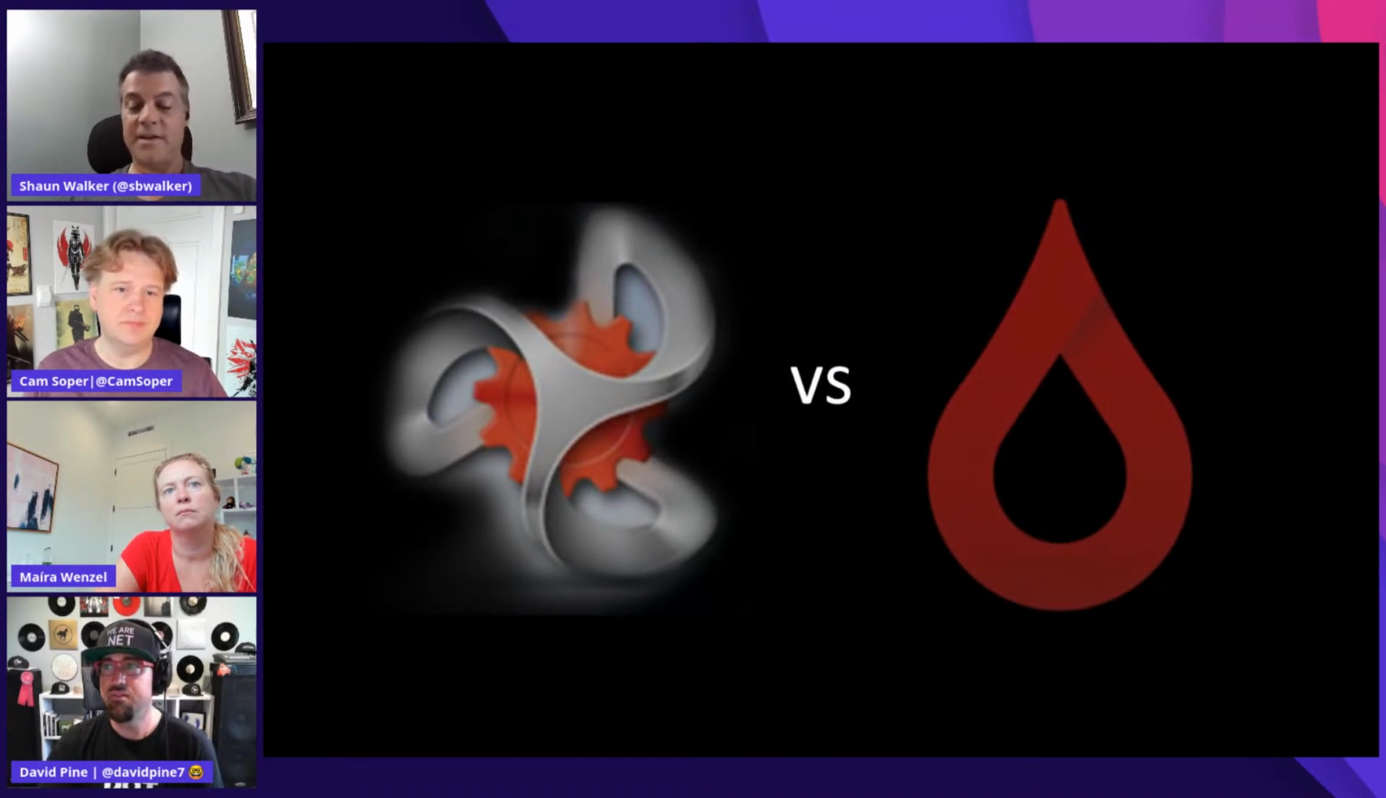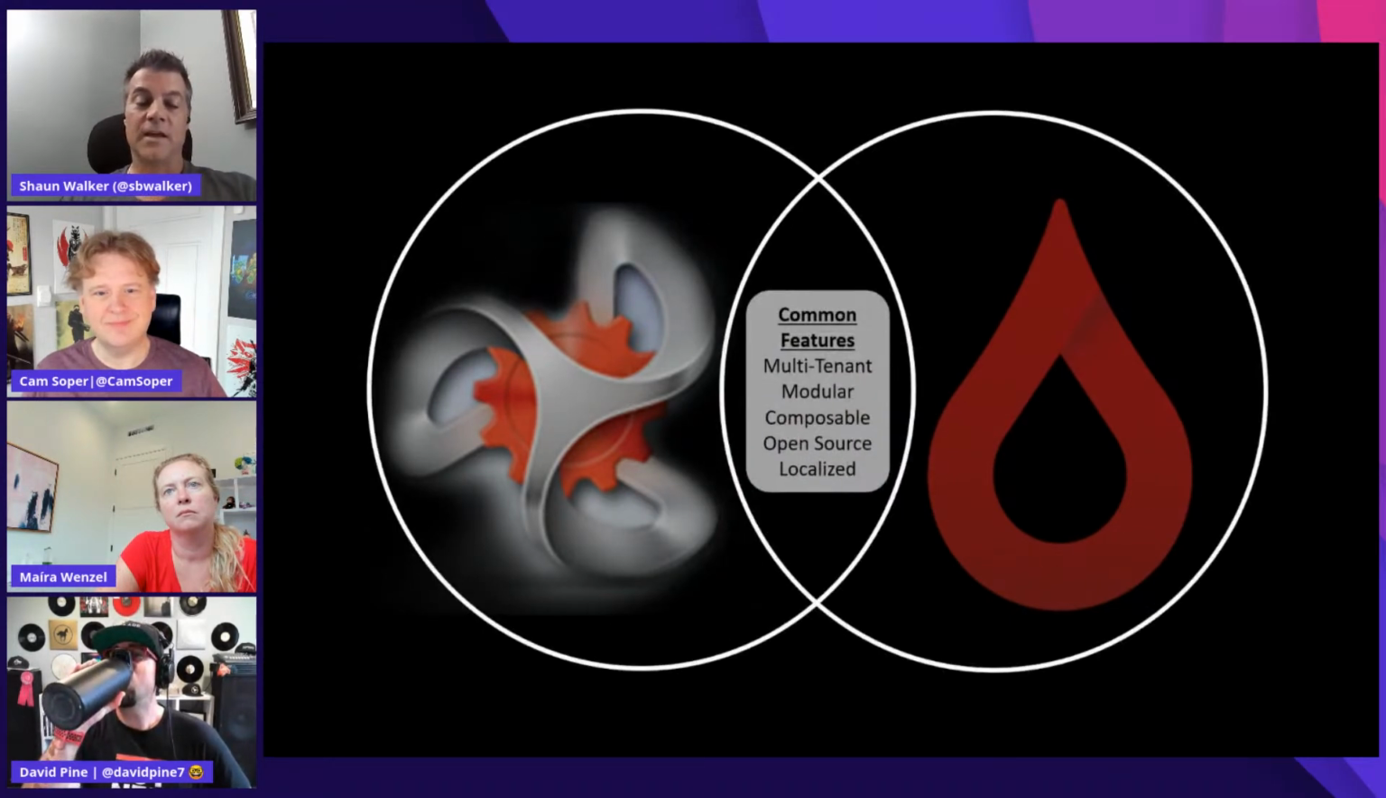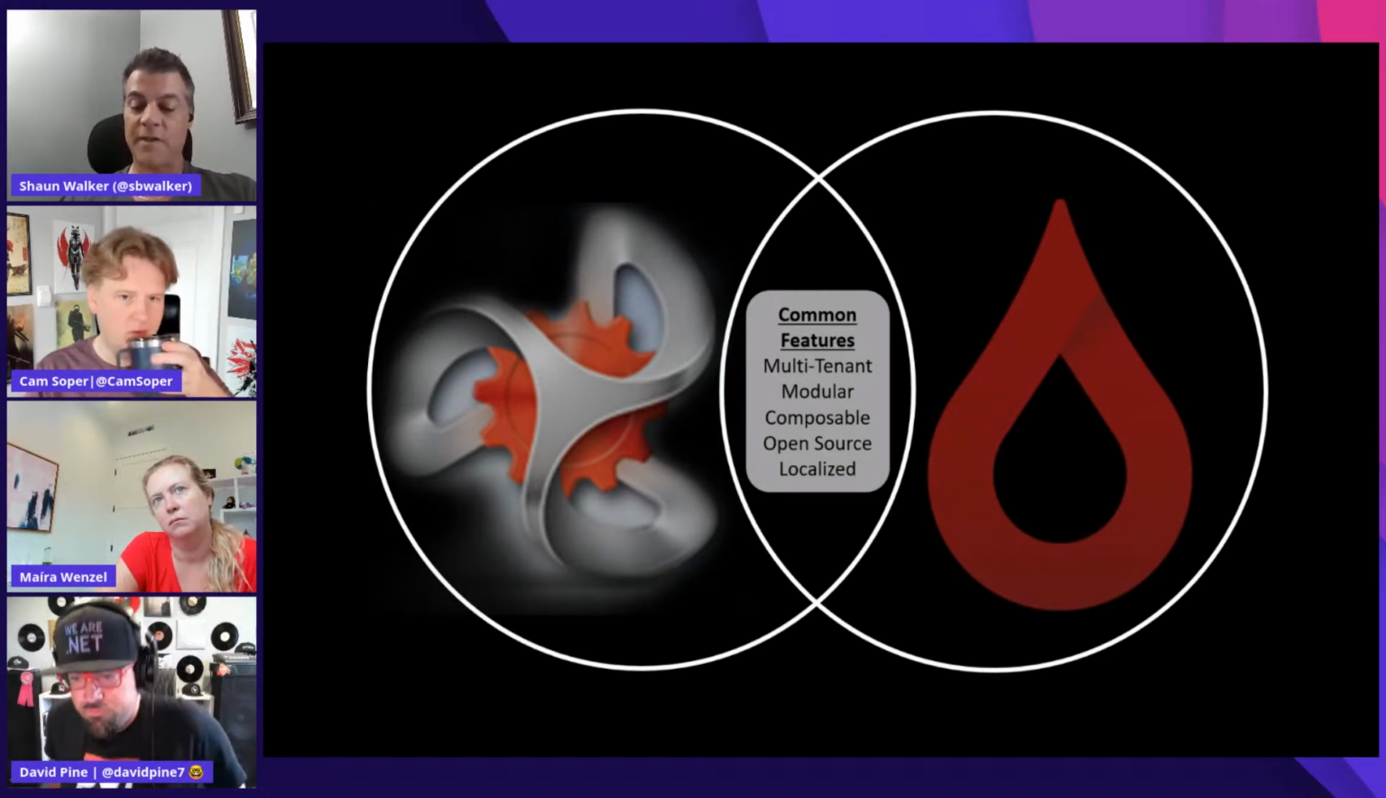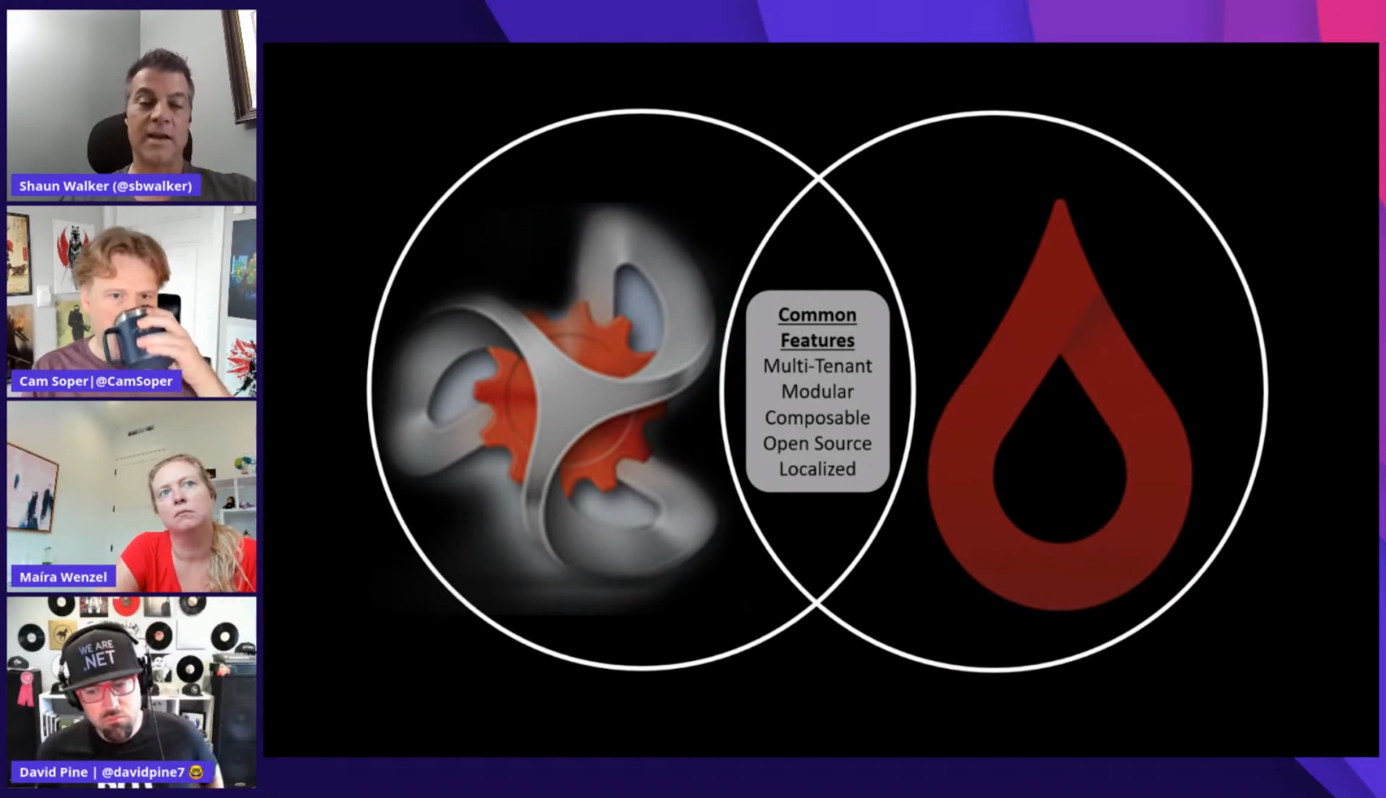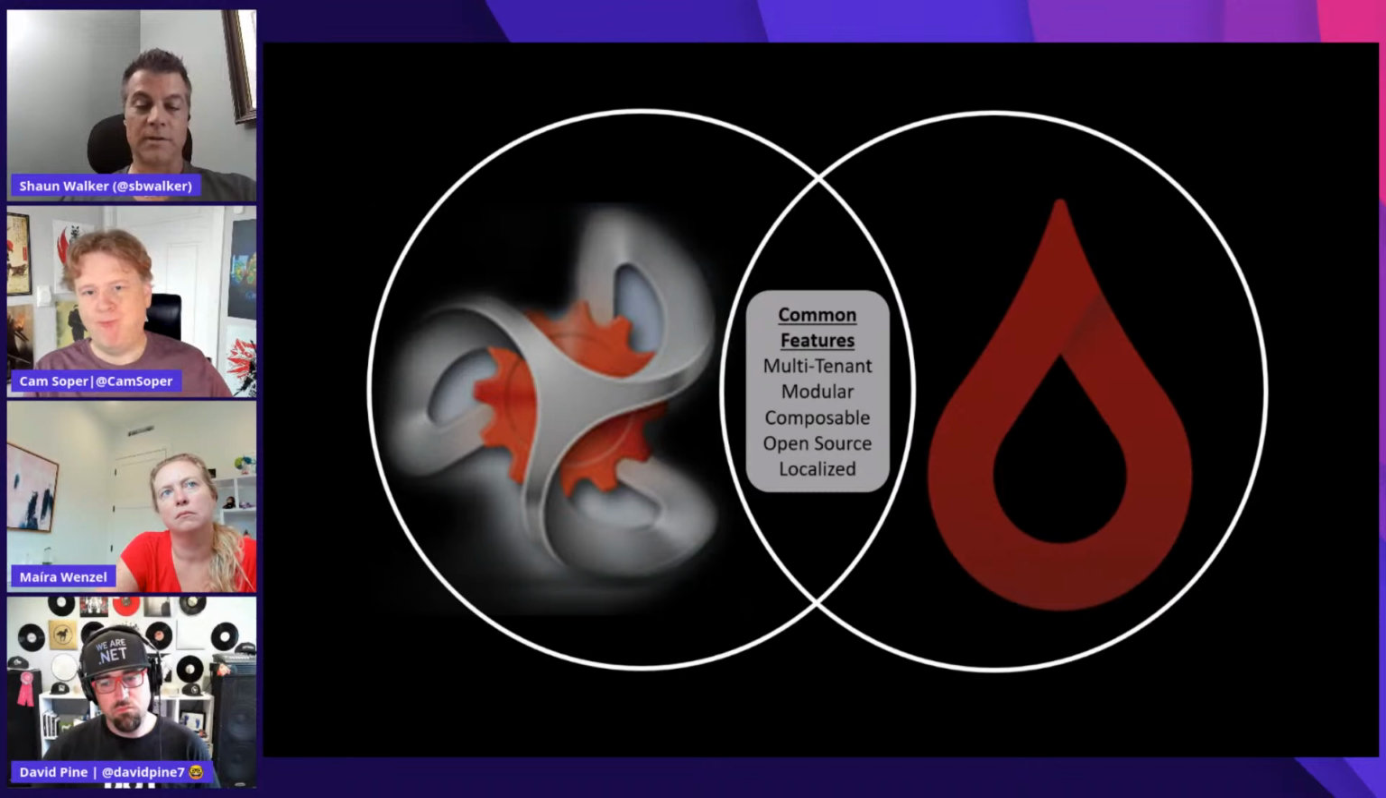And I guess one of the other things, in case there's folks that are watching this that wonder what the relationship is between .NET Nuke and Oqtane. There is a common feature set between the two, right? They both support multi-tenancy. They're both modular. They're both composable in the nature of their user interface. They're both open source, and they both support localization.